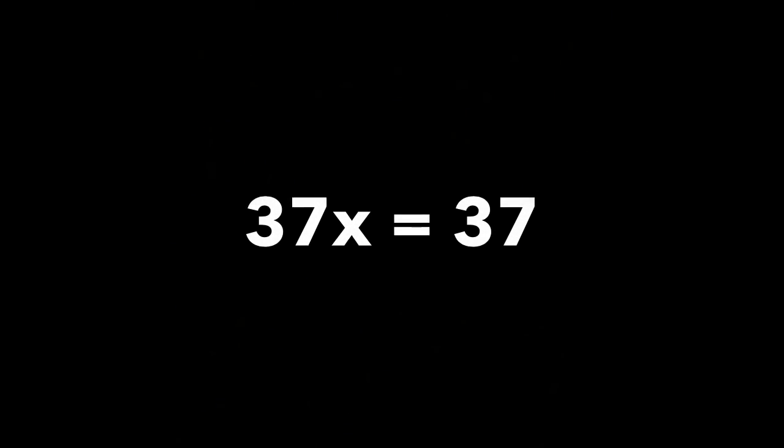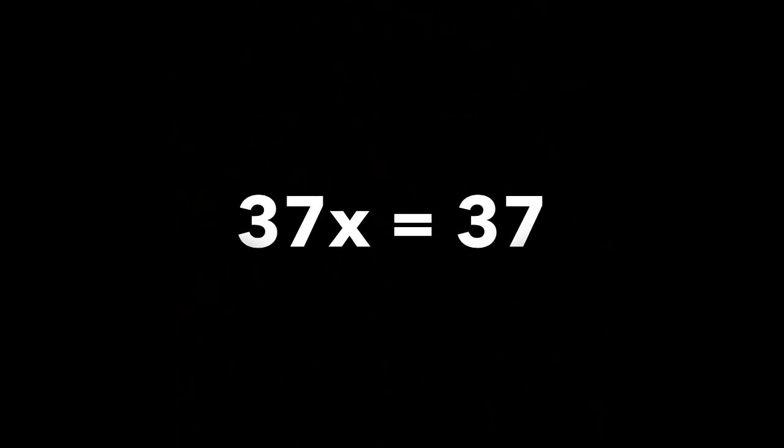Subtract 2x from both sides. 39x minus 2x is 37x. 37x minus 5 equals 32 is the new equation. Add 5 to both sides. 37x is equal to 37 is the new equation. Divide both sides by 37. The final answer is x is equal to 1.